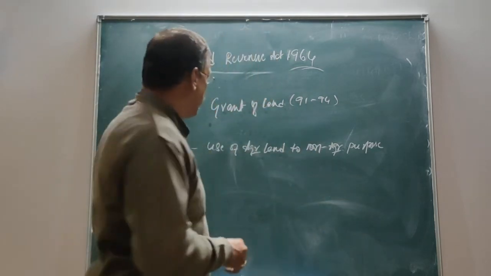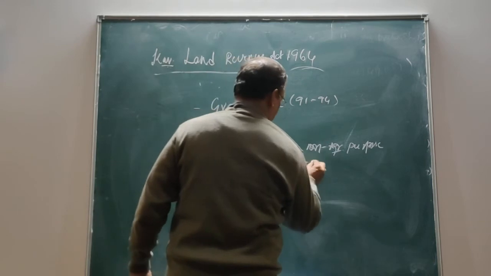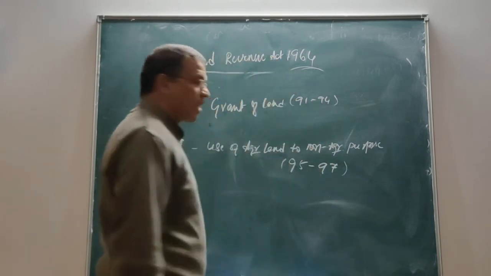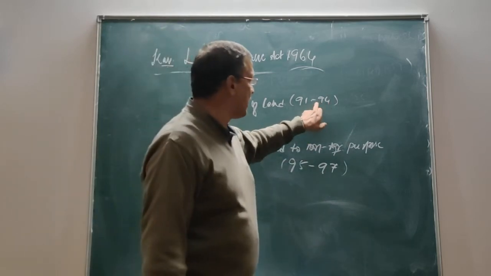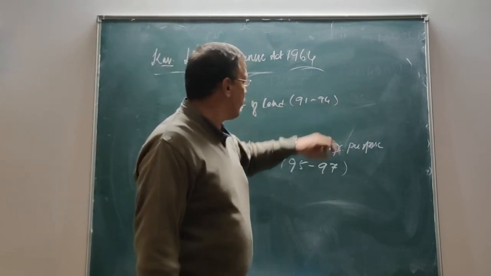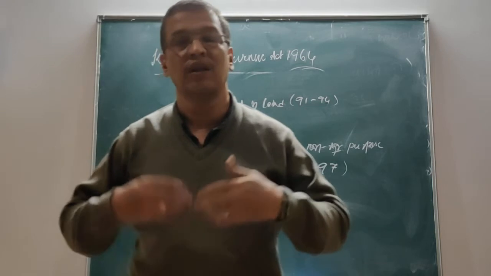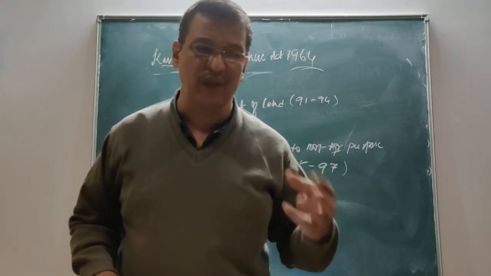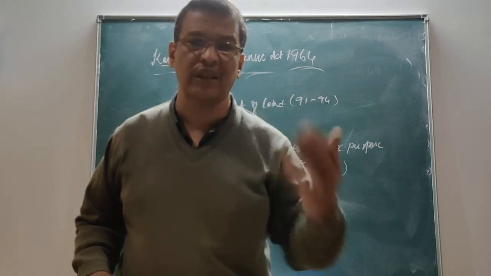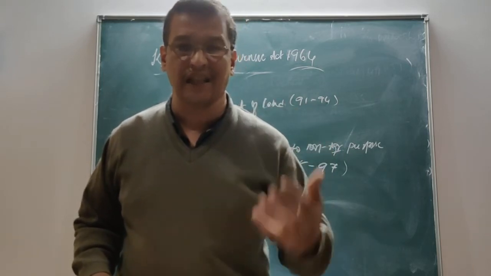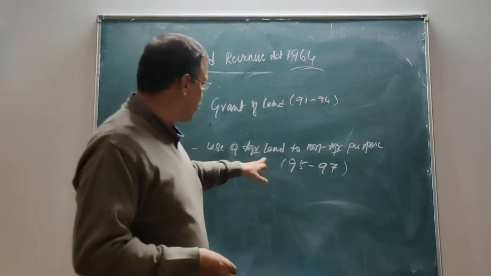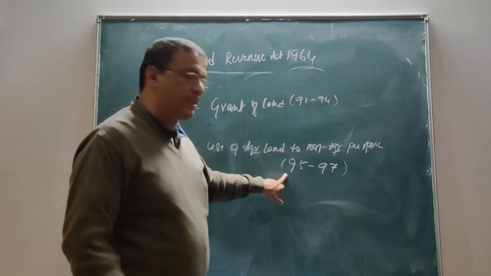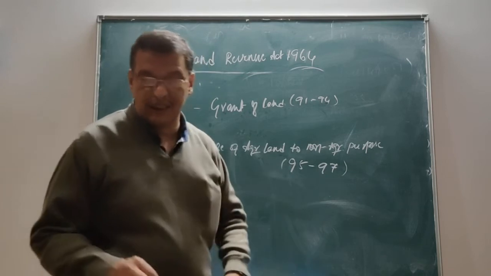So when this question is asked, we shall see that sections 95 to 97 deal with this part. That is how conversion takes place. Section 94 was the relinquishment of land we were discussing. They can also go for relinquishment of land, but sections 91, 92, 93, 94 deal with the grant and relinquishment of land. But when it comes to the use of agricultural land for non-agricultural purpose, then it is from 95 to 97.